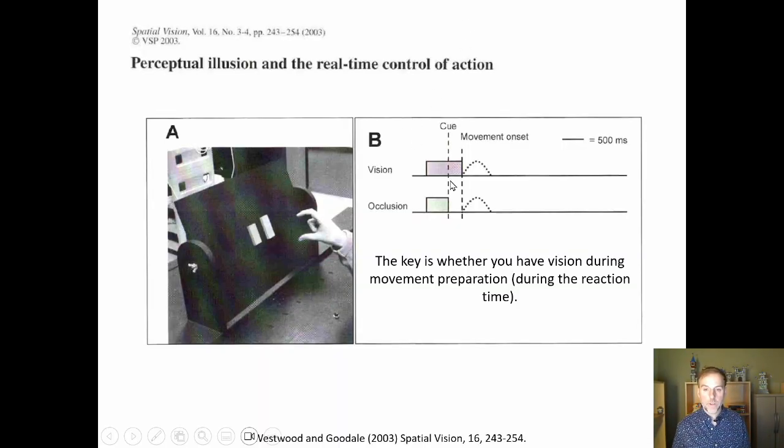So that's depicted in these schematics here. So when this box is up, that means you have vision, and when it drops, that means you've lost vision. So the key difference is, do you have vision when you prepare the movement or not? In the vision condition, you do. In the occlusion condition, you do not have real-time visual information as you prepare that action.